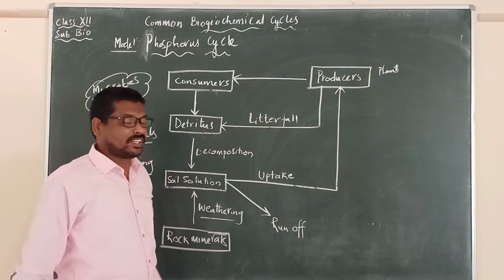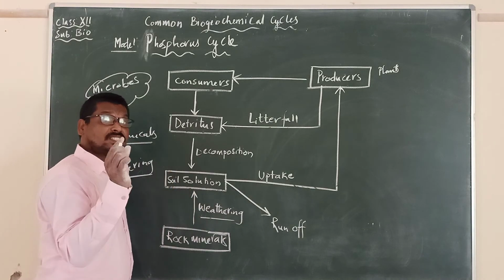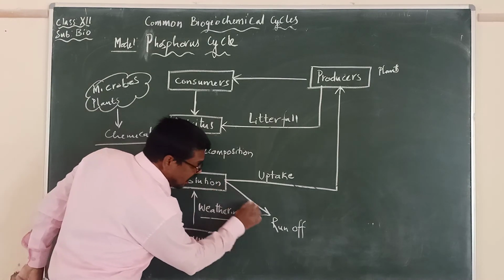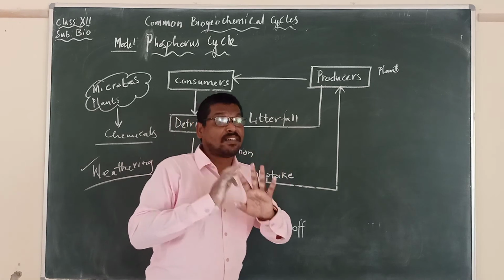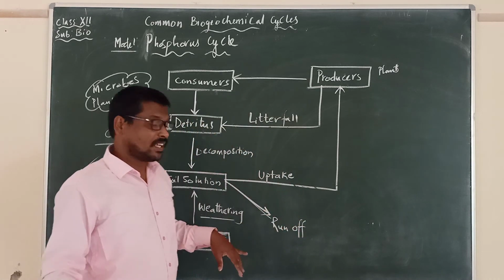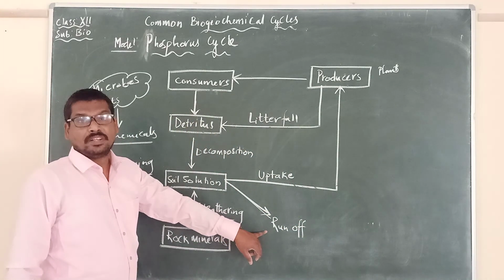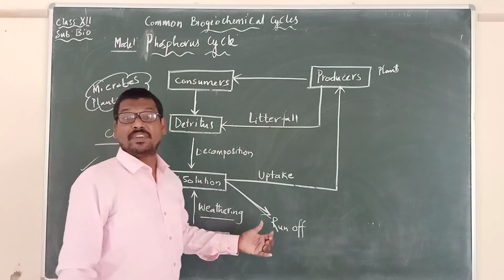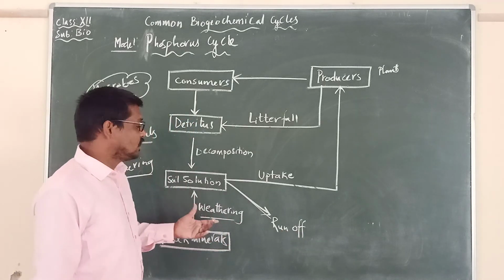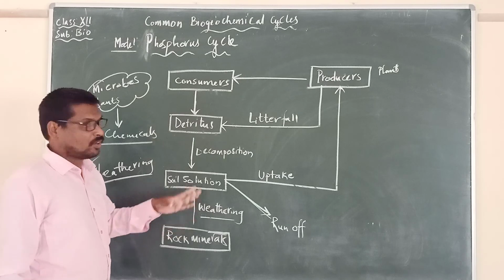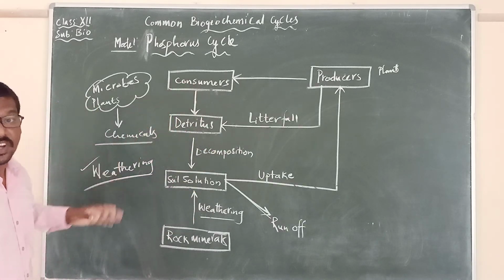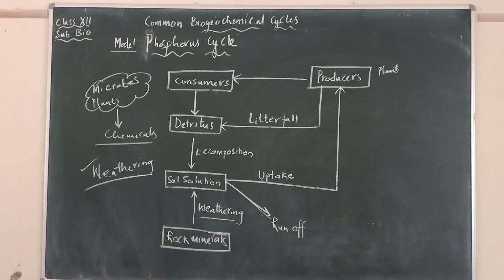But make note of one point: there is some amount of phosphorus that is running off. It is not available anymore by a process called leaching. So this is a simple model of the phosphorus cycle that we have to keep in mind. Based on this, we will be looking at some other objective questions which will be essential for both CET and NEET. Thank you.